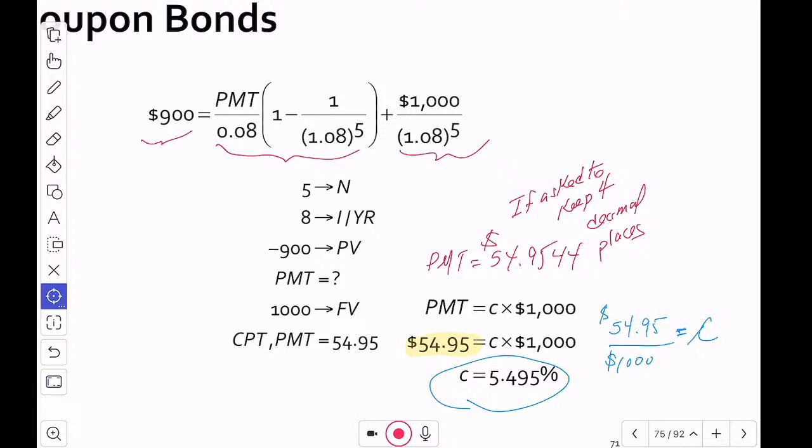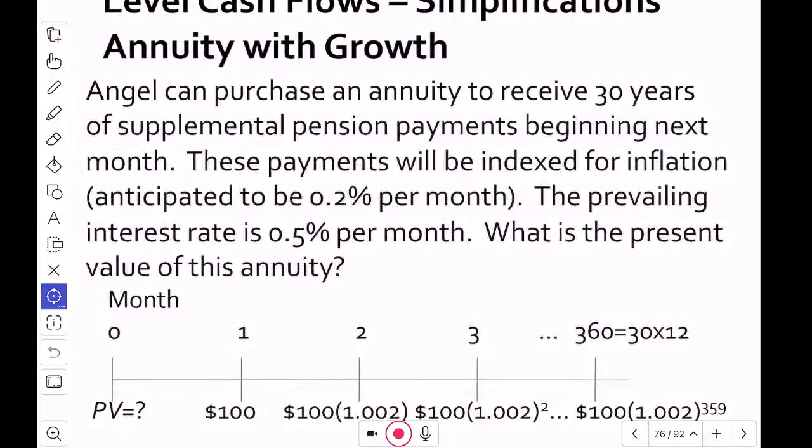Now we've solved for every variable: present value, future value, we found the interest now and the coupon rate. But there's one more variable. If there are 5 variables and we have 4, we could solve for the 5th.